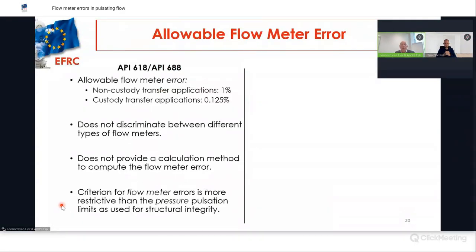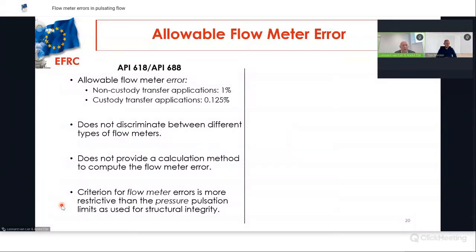Okay, good afternoon, everybody, and it is a pleasure for me to guide you to the second part of this webinar. I will first start with the allowable flow meter error. Later on, I will give you an equation for how you can calculate the flow meter error. But then the question is, is it acceptable or not?